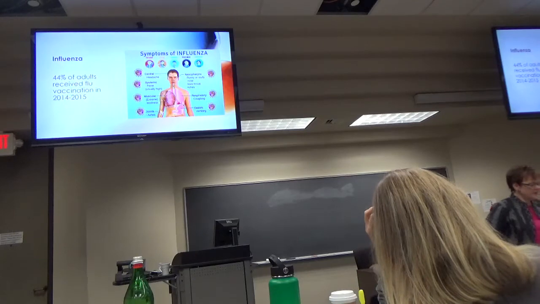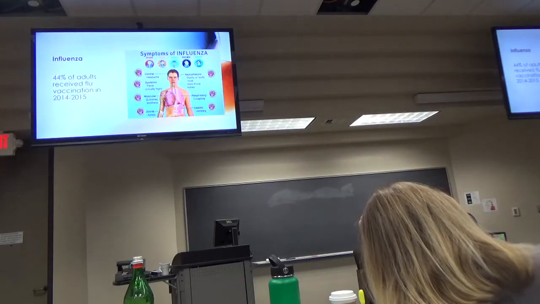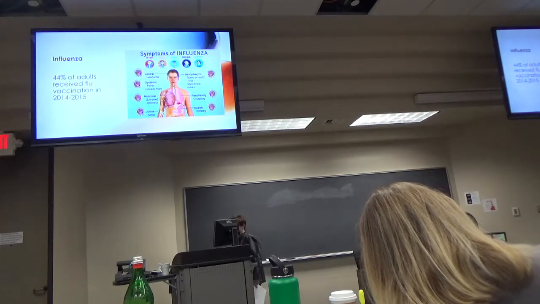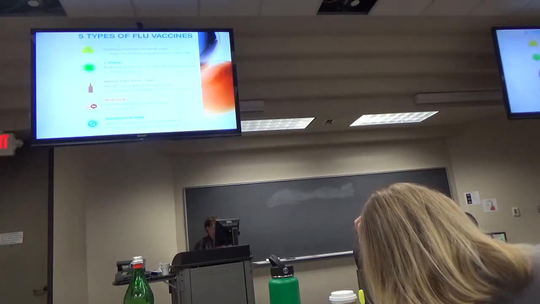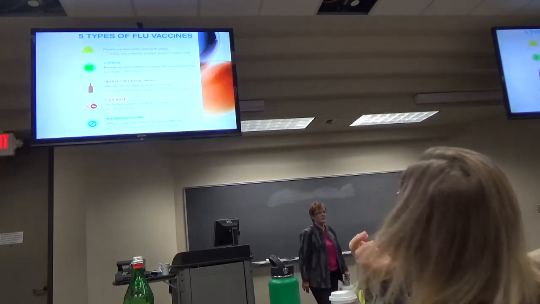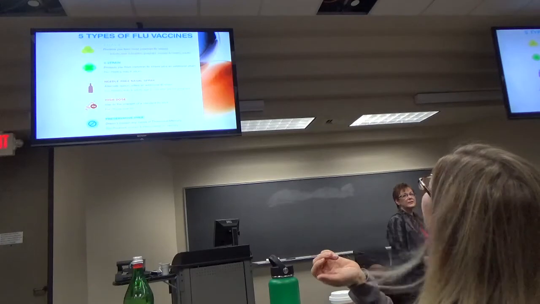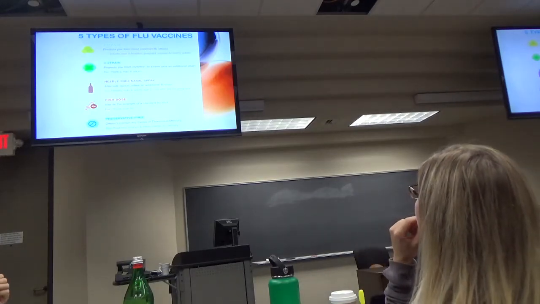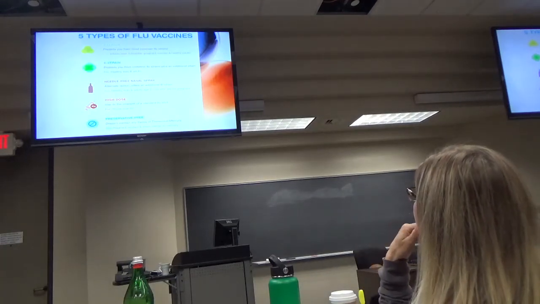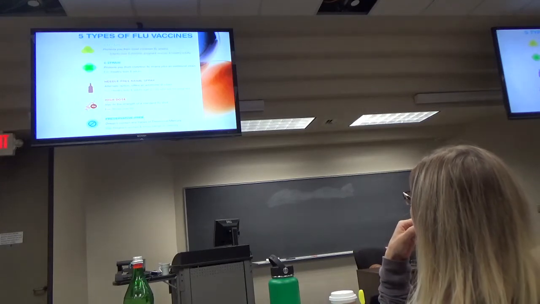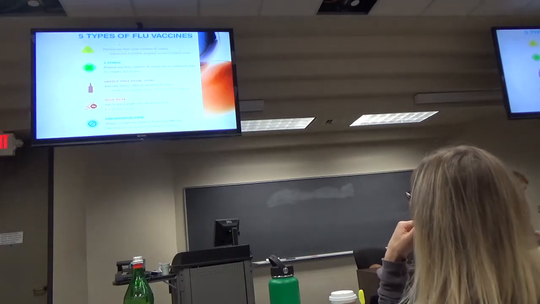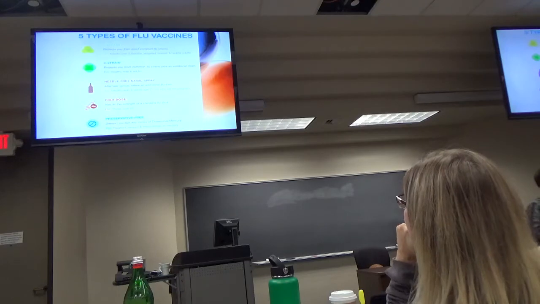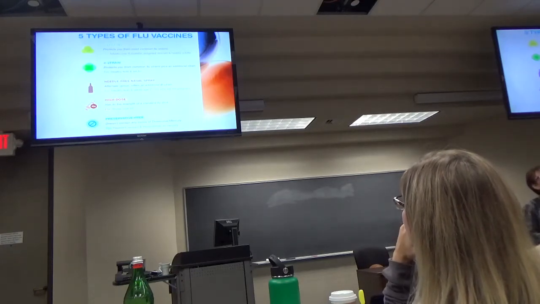Okay, so flu vaccines, they are somewhat confusing, I think, because there's so many different forms. So there's 5 different types. So there's a 3-strain, there's a 4-strain. There's a nasal, intranasal, there's a high dose, and there's a preservative-free. So the 3-strain is called the trivalent, the 4-strain is called the quadrivalent, and then the intranasal and the high dose. I'll go through those.